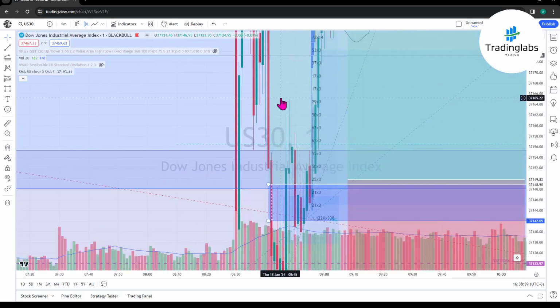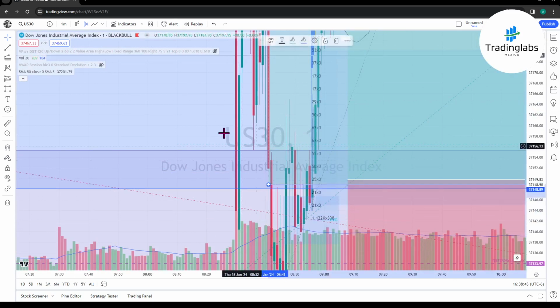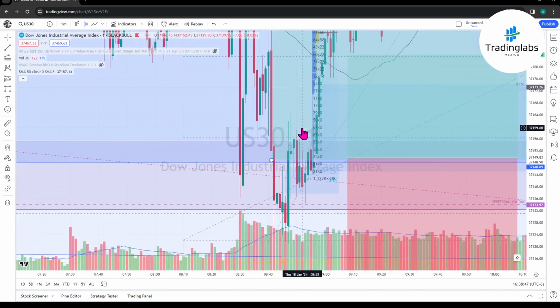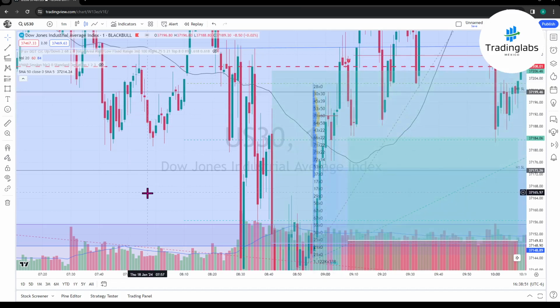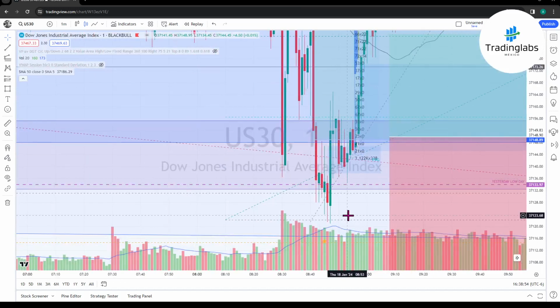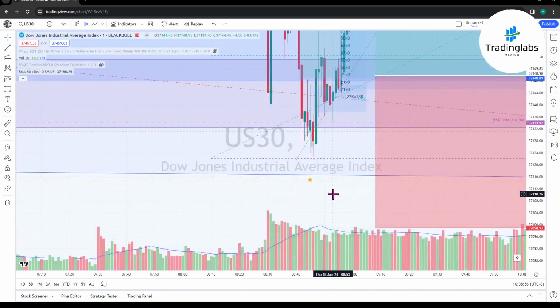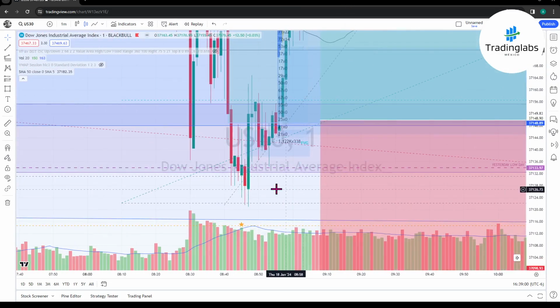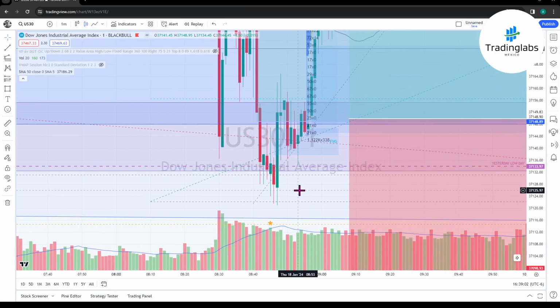And when I cross above this high, break even. That's how I manage my risk. It's not about the profit. It's about managing your risk in trading. Everybody wants to earn more, but nobody thinks about how to lose less.